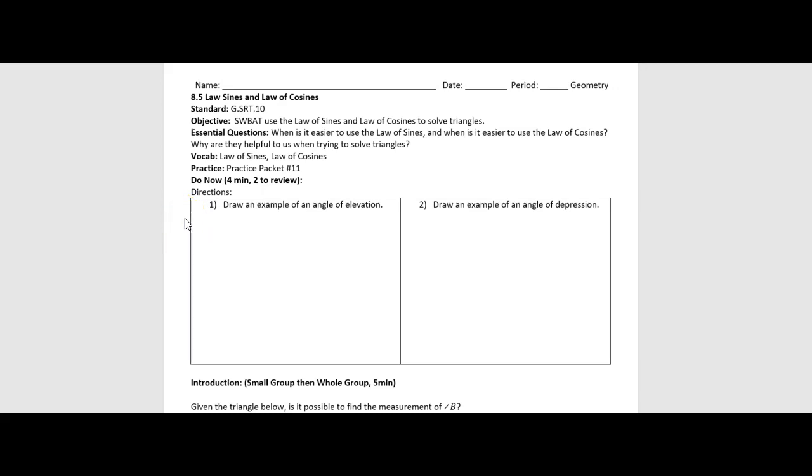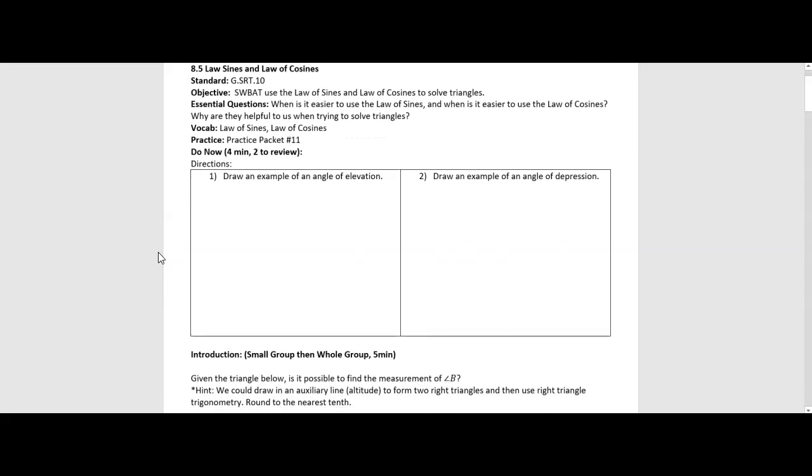Today we're going to continue our study of trigonometry, but we're going to apply trig to non-right triangles. Up until this point, we've basically only looked at how to use sine, cosine, and tangent for right triangles. Now we're going to look and see how trig can be applied to other types of triangles, even ones that do not have a right angle.